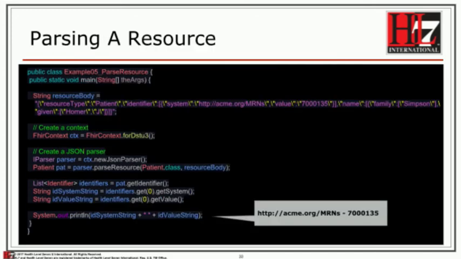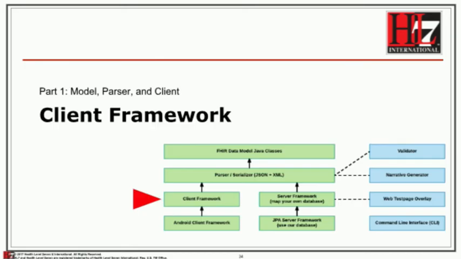Parsing works roughly the same way. I say parser.parseResource, pass in a string, and then ultimately I can use all of the getters that exist within the data model to pull stuff out. So parsing and serialization, there's not much more to say about it. It certainly is not rocket science. If you've ever used a library like JAXB or any of the many parser serializer frameworks in Java, HAPI will work very similarly to any of those. I certainly don't think anyone will find that terribly confusing.